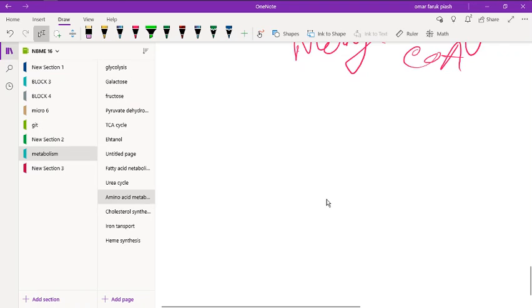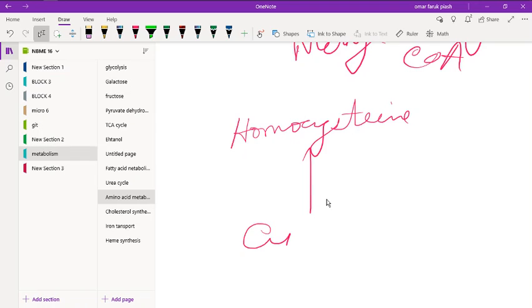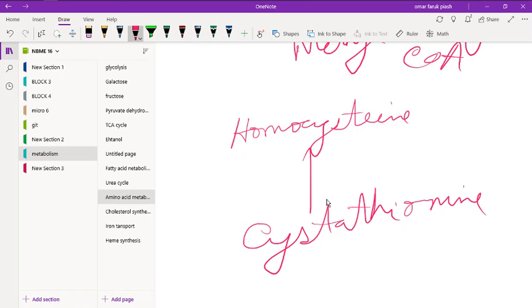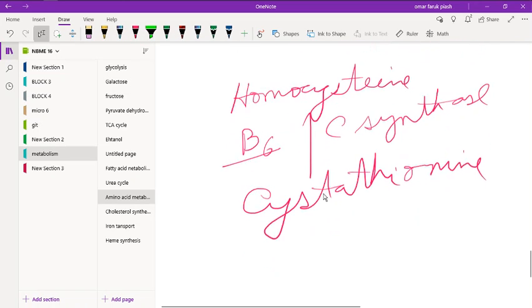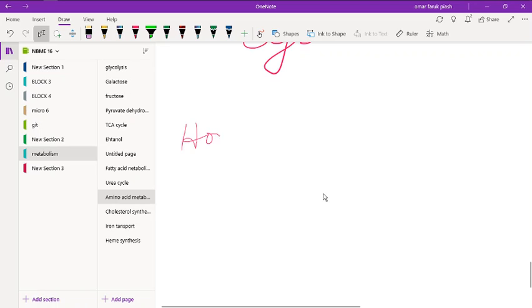And the other thing you have to remember is that homocysteine can be converted into cystathionine with the help of cystathionine synthase. Here, vitamin B6 acts as a coenzyme. If there is deficiency of cystathionine synthase, it will cause a disease called homocystinuria.